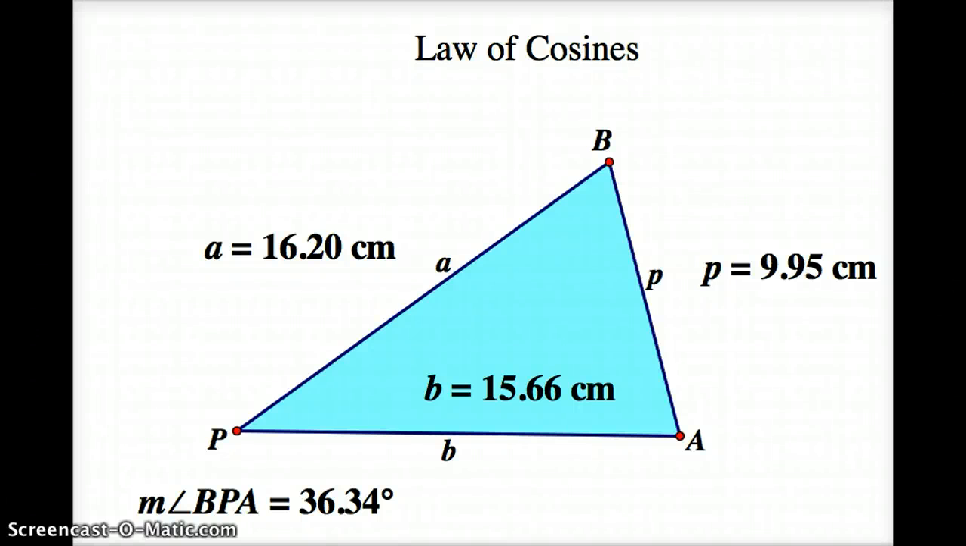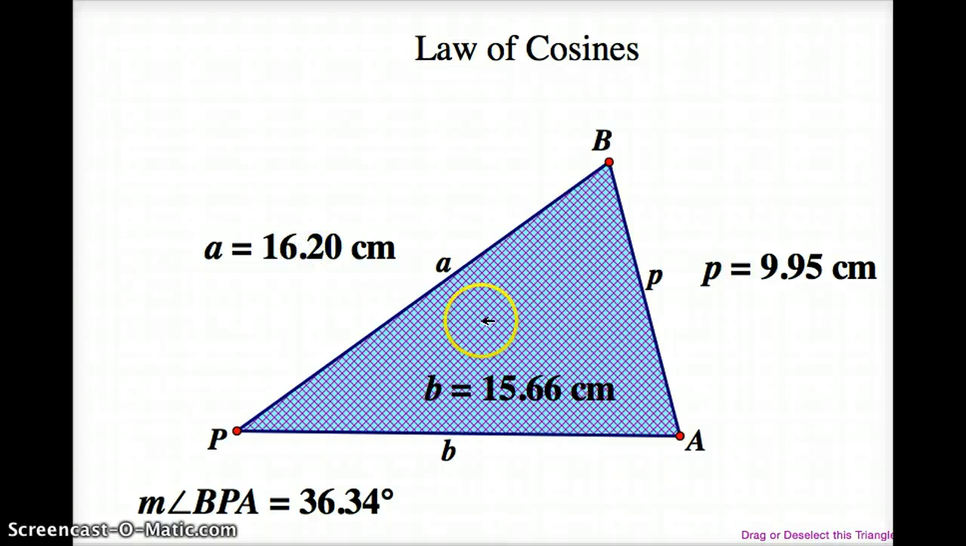Okay, folks, what we want to do is talk a little bit about the law of cosines. The law of cosines. So if you notice in this diagram here, I have my triangle, and I have vertex A, vertex B. I have little b, and I have little a.